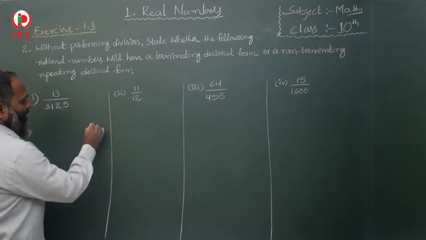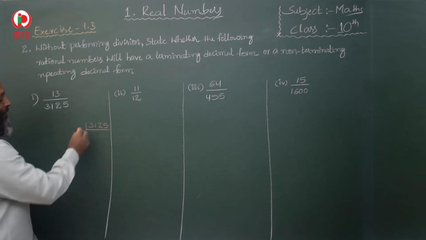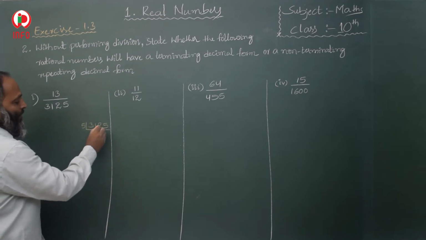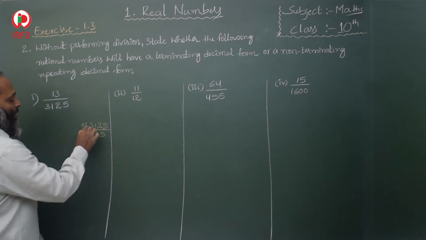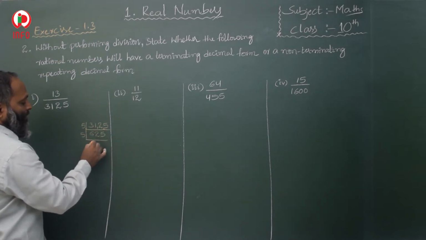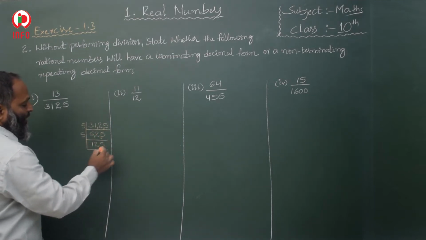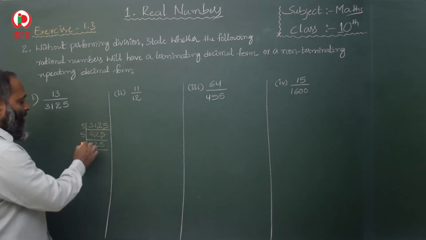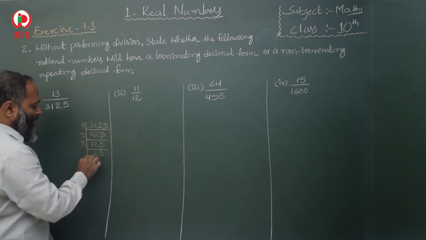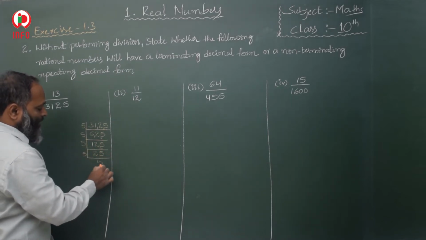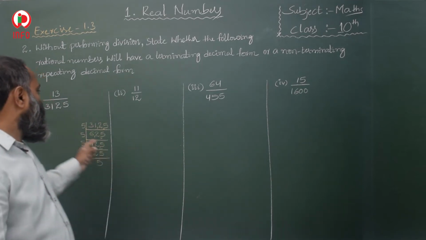3125. The last digit is 5, so we divide by 5. 5 sixes are 30, 1 left; 5 twos are 10, 2 left; 5 fives are 25. Again divide by 5: 5 ones are 5, 1 left; 5 twos are 10, 2 left; 5 fives are 25. Again by 5, again by 5, until the quotient is 1. So if you multiply 5 five times, the answer is 3125.